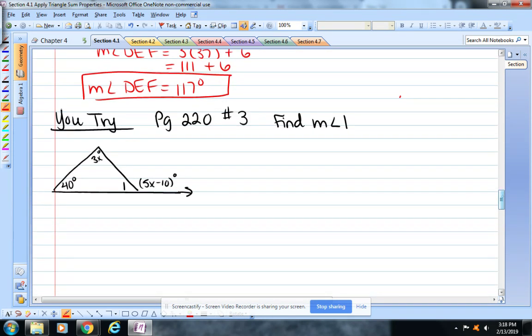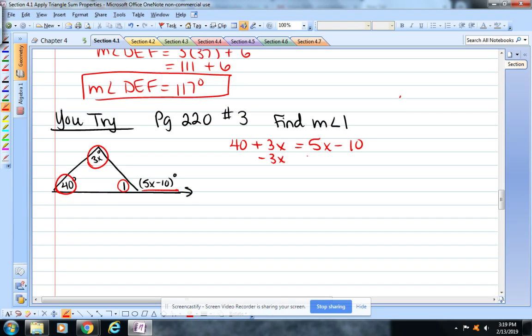All right, one more. This one is a little bit different because this time we want to actually find the interior angle of angle 1. So before we can do that, I have to find x. So I'm going to use that exterior angles theorem again. I'm going to add the two interior angles that are non-adjacent to that exterior angle 5x minus 10. So I can say 40 plus 3x equals 5x minus 10.